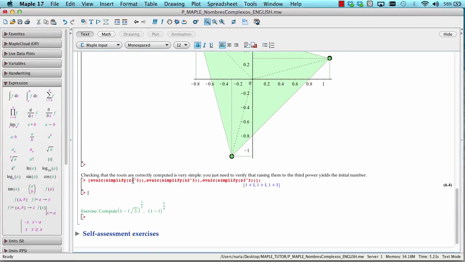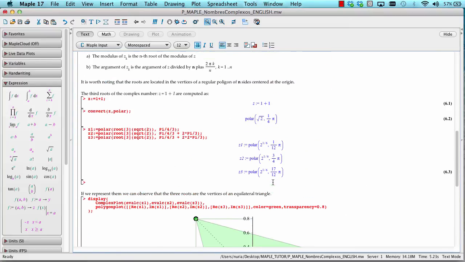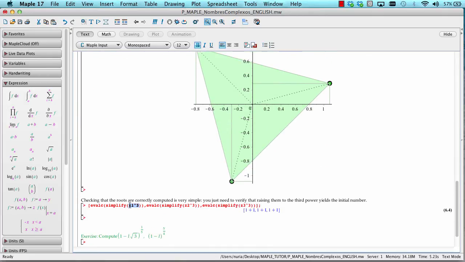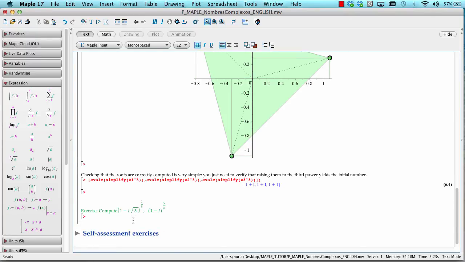And now, just to check that we've done it correctly, if we take the power 3 of each of the roots, we always get the initial number. So in order to check that we have done it correctly, you just have to compute the power 3 and see that you get the initial one. So let's do this last exercise.